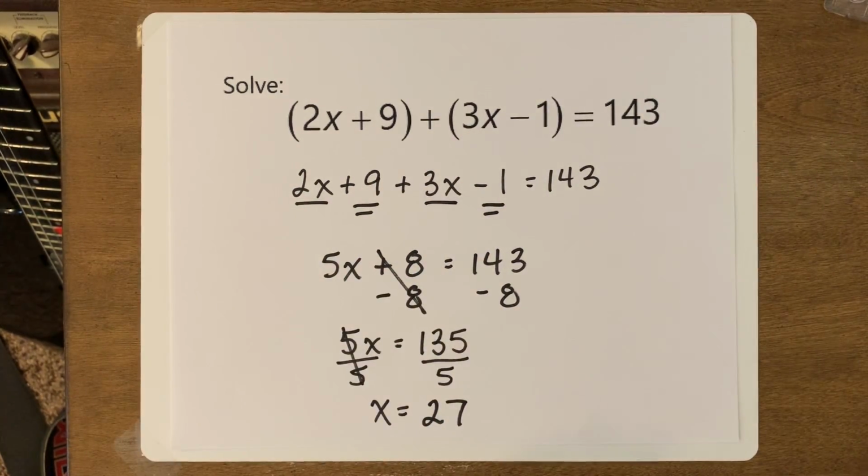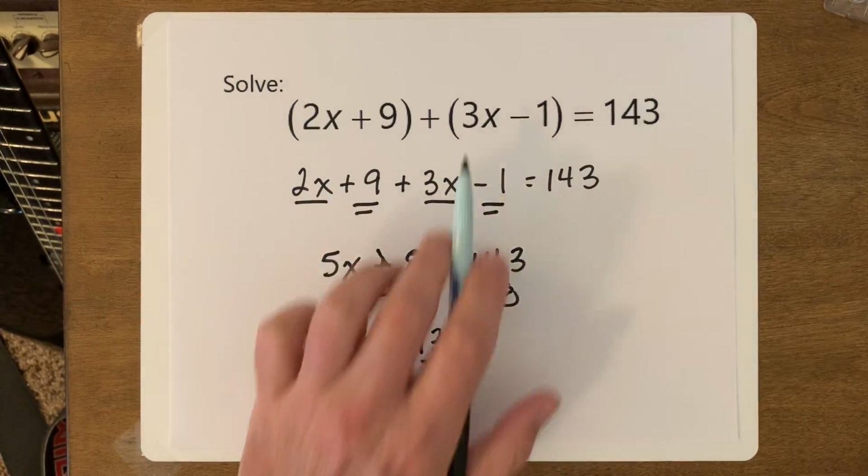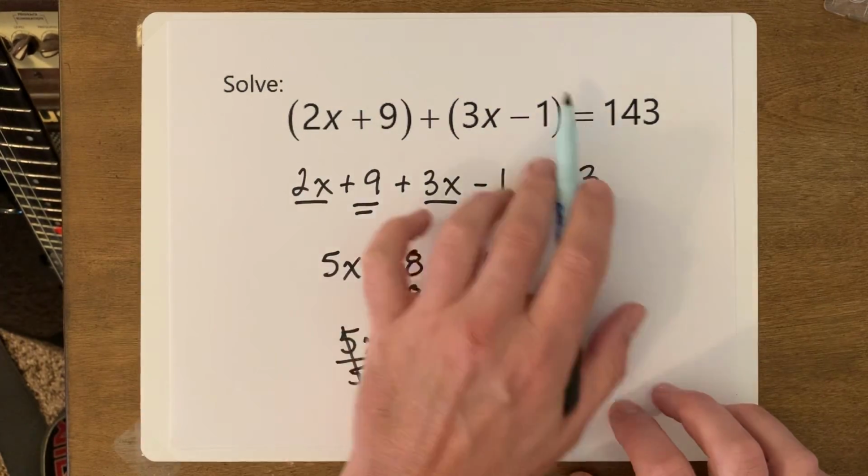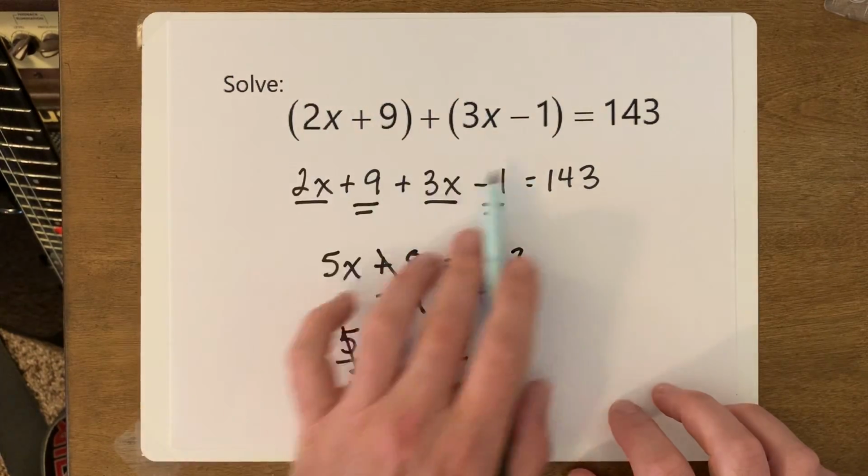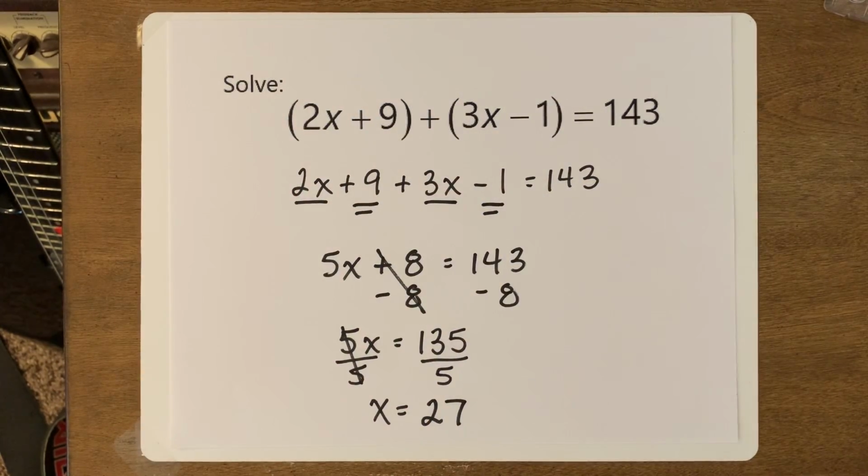And then you're done. And again, you can plug the 27 in here and make sure that this side gives you 143 by just evaluating this side, and you should get 143 when you plug that back in.